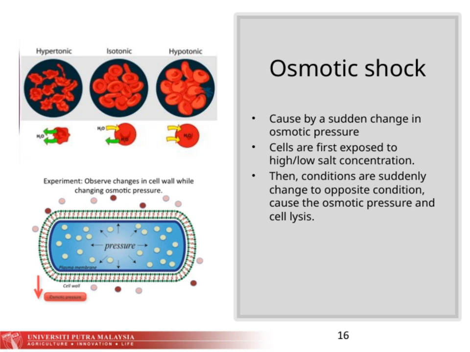For example, if a cell is in a high salt environment and suddenly the salt concentration drops, water rushes into the cell rapidly. Conversely, if a cell is in a low salt environment and then suddenly exposed to high salt, water quickly leaves the cell. This abrupt shift in osmotic pressure causes the cell to swell or shrink quickly, leading to cell lysis or bursting. This process, known as osmotic shock, highlights how sensitive cells are to rapid environmental changes. It emphasizes the importance of maintaining osmotic balance for cell integrity and function, which ties into our broader theme of cell homeostasis.